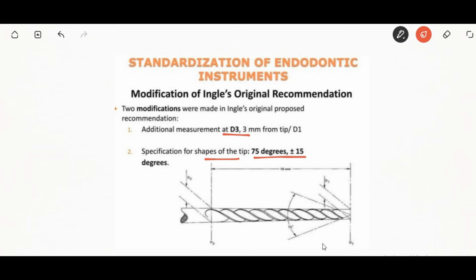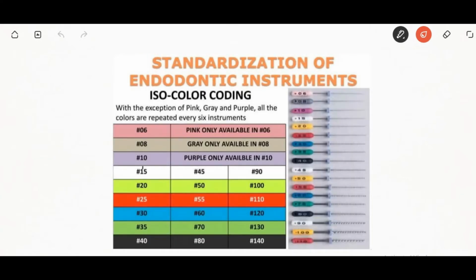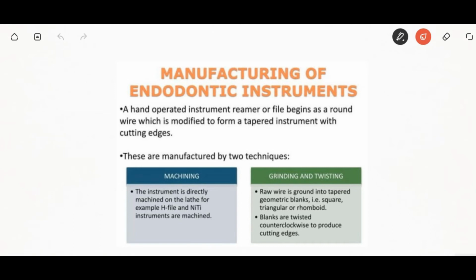So what are the color codings for endodontic instruments? Pink represents number 6, gray number 8, purple 10, white 15, yellow 20, red 25, blue 30, green 35, black 40, again white 45, yellow 50, red 55, blue 60, green 70, black 80. So this color coding is important and can be asked as one of the questions in your image based questions. With the exception of pink, gray and purple, all the colors are repeated every 6 instruments.